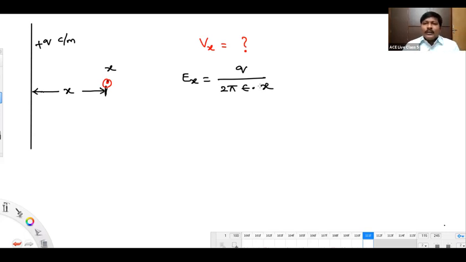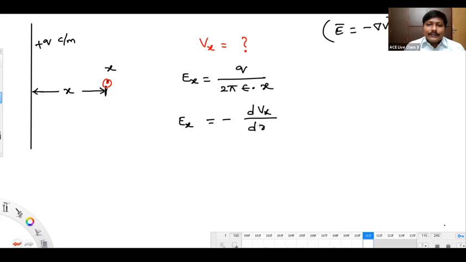What is the relationship between this voltage and field intensity? You know already E bar equals minus del V. Okay, so now I'll write Ex equals minus dVx by dx.